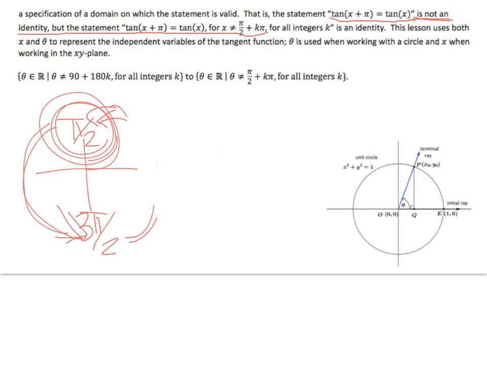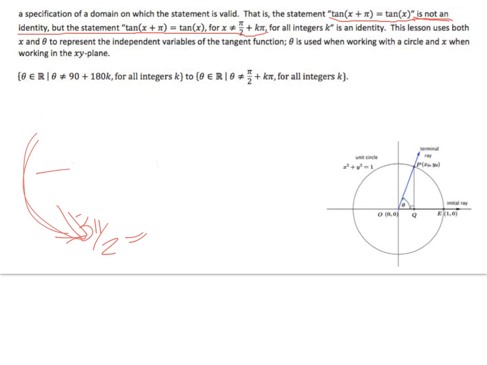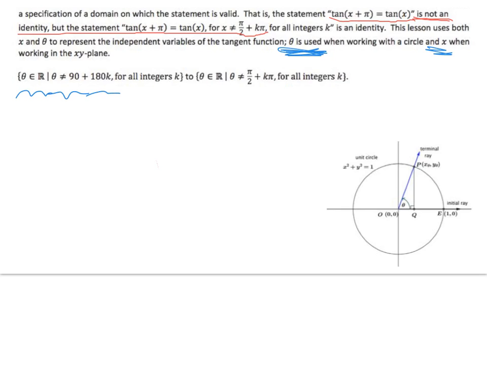Let's see, what else did I want to tell you? This lesson uses both x and theta to represent the independent variables for the tangent function. I thought it was interesting that theta is used when working with a circle, the unit circle, and x when we're working with the xy plane. I just thought it was interesting. Theta is a set of all real numbers. It can't be 90 plus 180k, which is the same as pi over 2 plus k pi. Those are equal, which we have right here. So, summary.